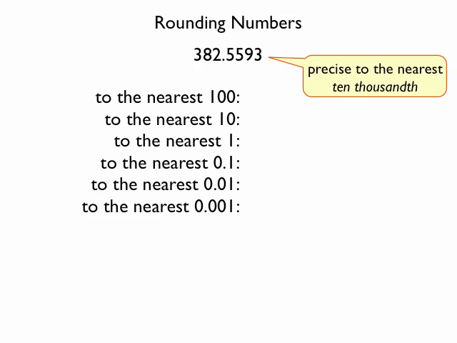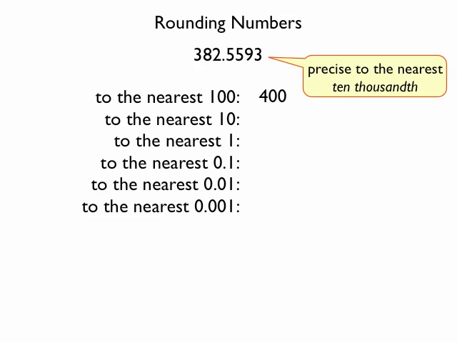We'll start with the nearest hundred. This 3 represents 300, and this 8 represents 80, so the first two digits represent 380. This is closer to 400 than to 300, so we round it to 400 if we want it precise to the nearest 100. Now let's round to the nearest 10.